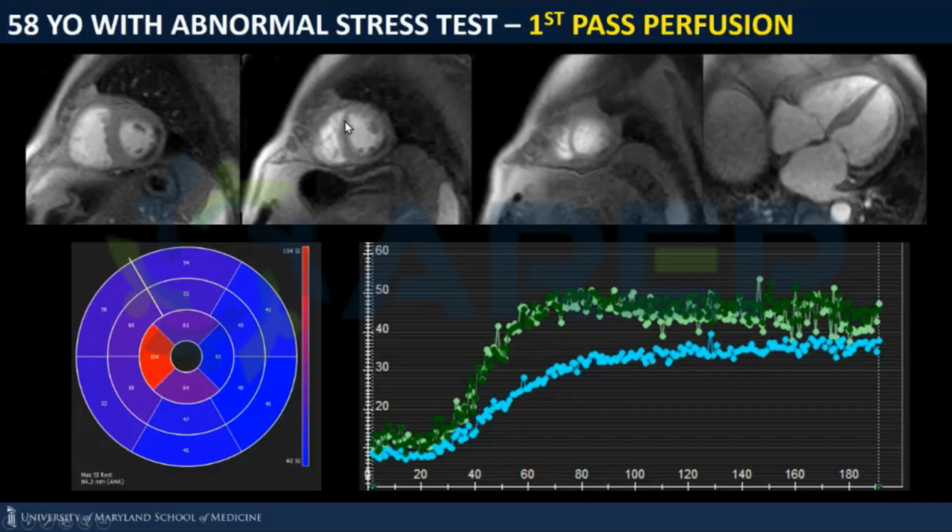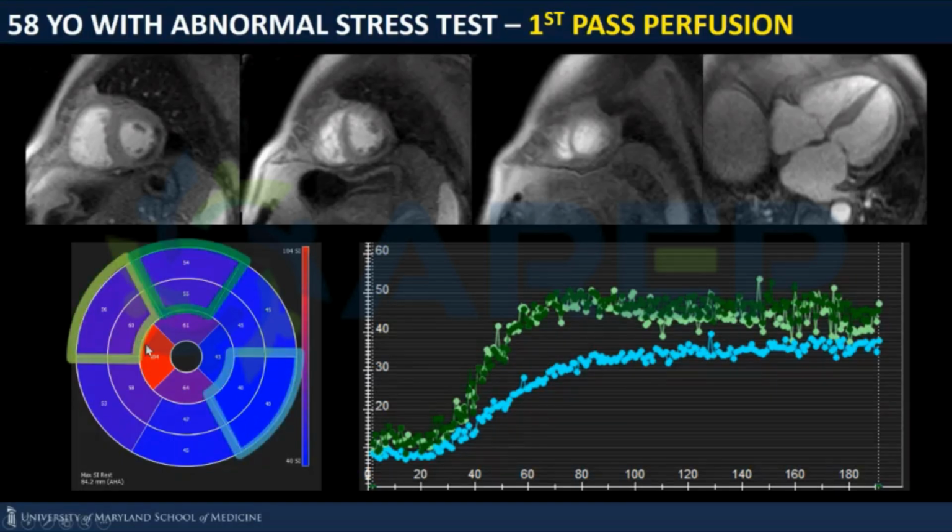So in this particular case, this is a 58-year-old who had an abnormal stress test. We can see that involving the inferolateral aspect of the left ventricle, we see that there is an area of decreased signal. So there's hypoperfusion in this inferolateral segment. If you compare that to the kind of anteroseptal segments, which look nice and homogeneously enhancing, we can see clearly that there's an area of decreased signal.